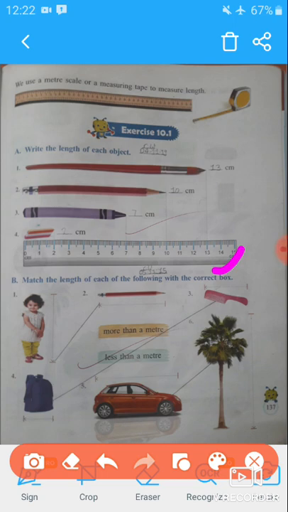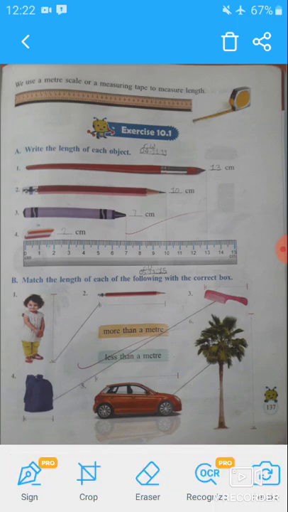Now let's move on to question number B. Measure the length of each of the following with the correct box. So students, here you have to match the length of each of the following with the correct box. So here the length of a child, students, is more than a meter. That is already done here.